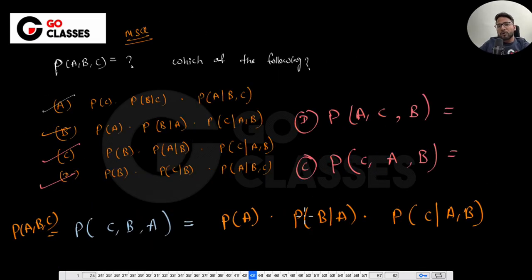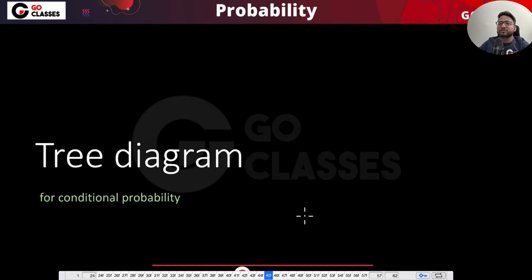In this particular video, I wanted to convey one very nice method which is called tree diagram. So let's just directly jump to the tree diagram, which is very useful for conditional probability. It is so useful that you can solve almost all of the GATE previous year questions just using the tree diagram if that's related to conditional probability.